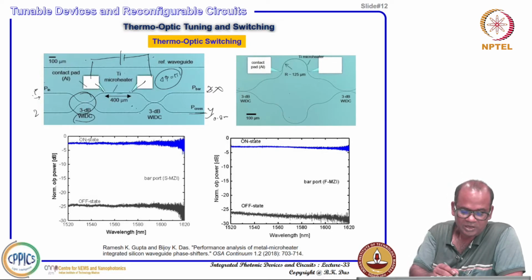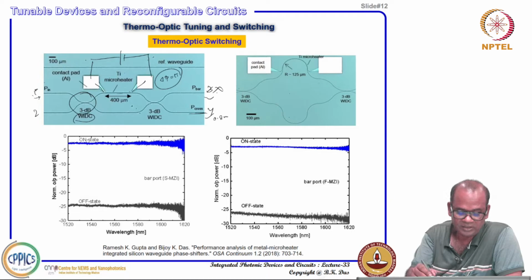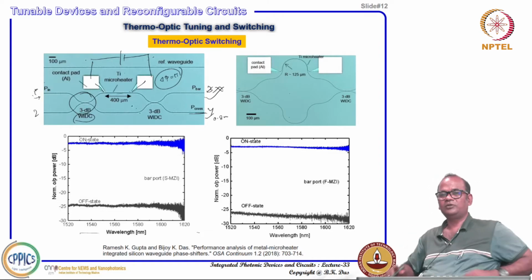Okay. And if you see in the on state, the heater is on. If the heater is on, you are supposed to get everything in the bar port. You see the entire wavelength region, this is wavelength and normalized optical power output. In the on state, all the power will be in the bar port, and in the off state the bar port will be dropped. So, if you withdraw your heating current, then all the power will go to the other port, and if you switch on your current, then power will be in the bar port. So, this is how one can design a switch.